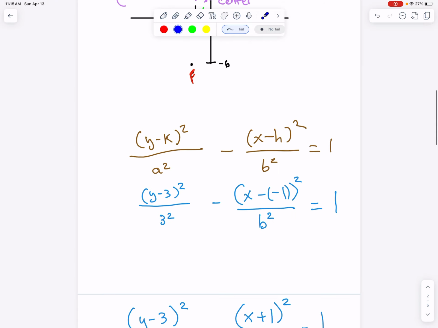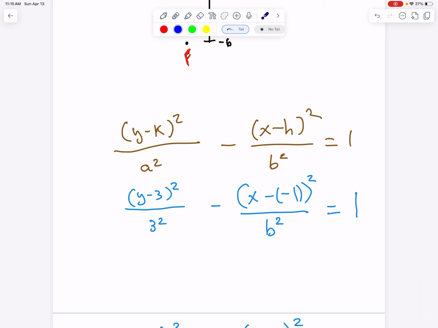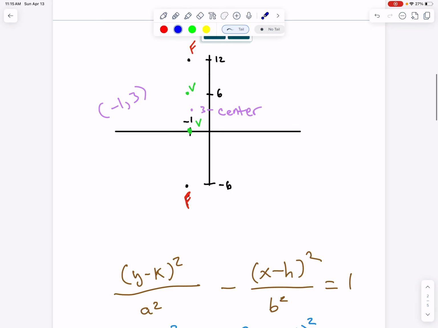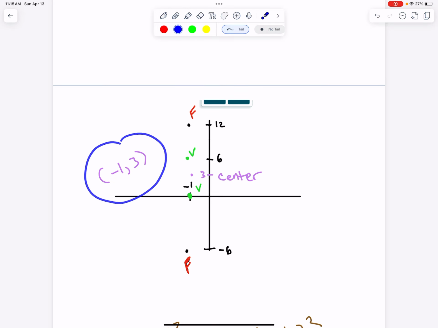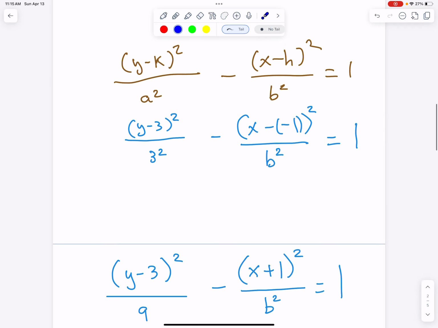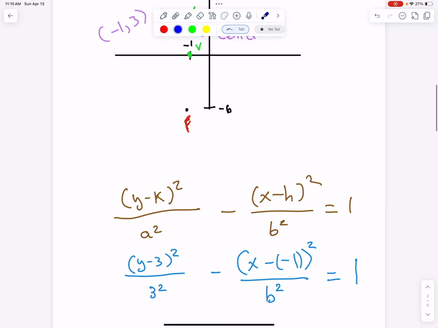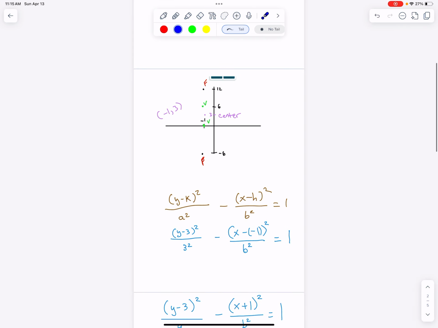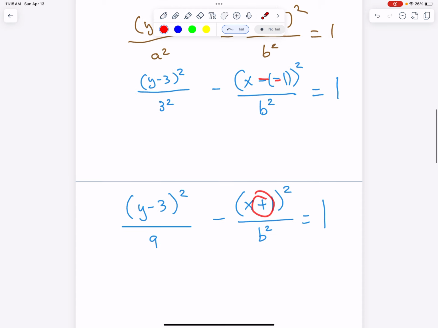So what we see here is what I said earlier, which is the format. It's going to have the y positive because it's a vertical hyperbola. We know the center is (-1, 3). Remember, this is h and k, so you plug the values in. Be very careful. The y goes first, hence the 3. And then we can see that the x value is negative, which is why down here it becomes positive. So we have this format.